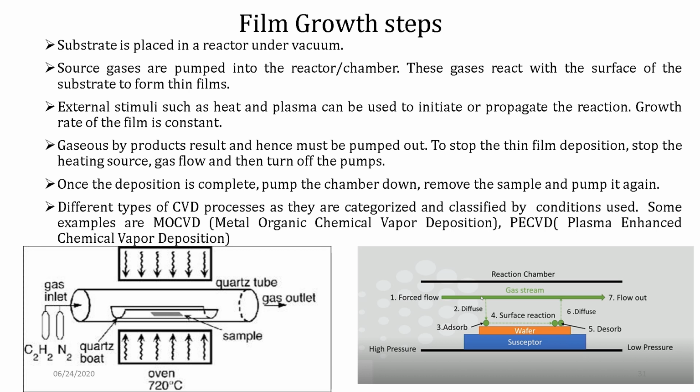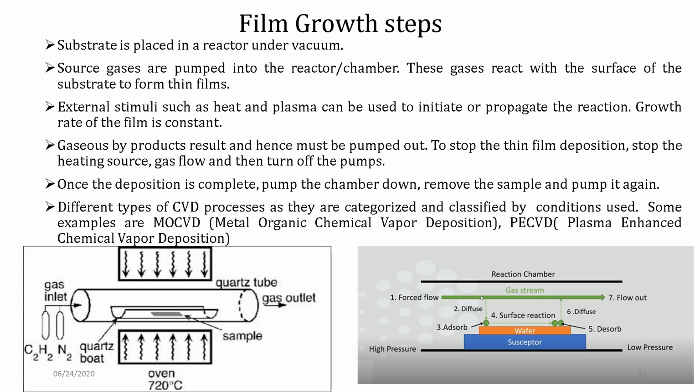In order to stop the deposition, you need to stop the heating source, gas flow, and then turn off the pump. So it's an elaborate process. Once the deposition is complete, in all the cases, you should pump the chamber down, remove the sample. And once the chamber is pumped down and the sample is removed, you need to pump it again.